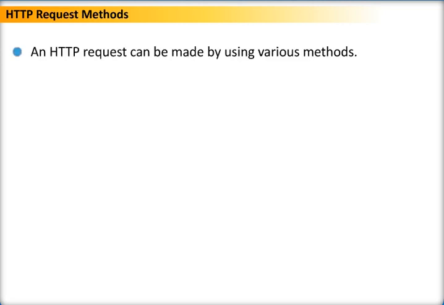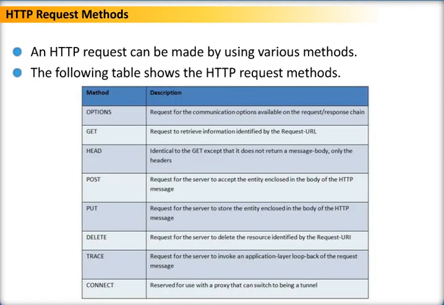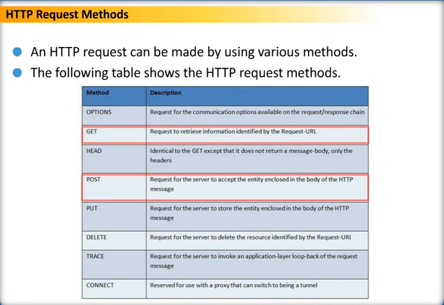An HTTP request gets created when a user sends a request to the server to access a web page by using the HTTP protocol. This request can be created by using a variety of methods. The displayed table shows the various HTTP request methods, with their description. The GET and POST methods are the commonly used HTTP request methods.